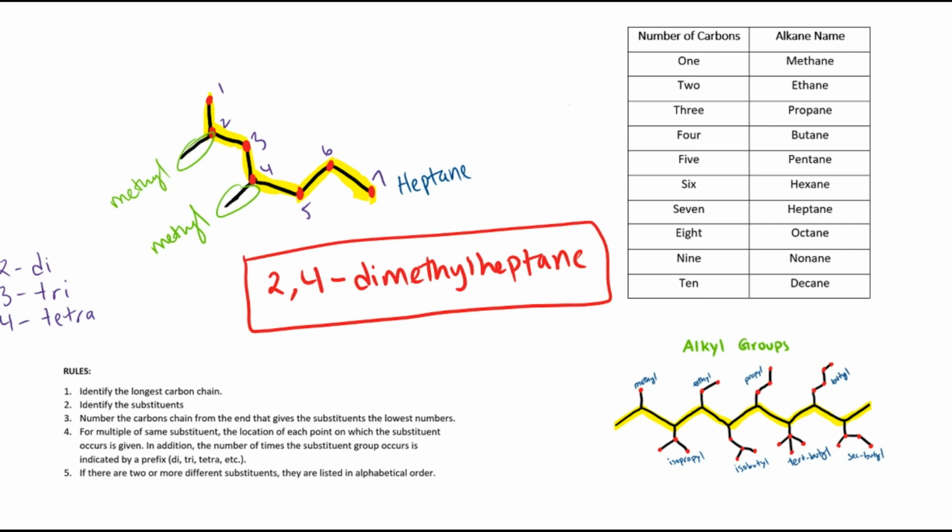We have 2 methyl, that's where the dimethyl comes from, and they are located at 2 and 4. So we have to include that in the name. There should be a comma between numbers and a dash between number and letter.